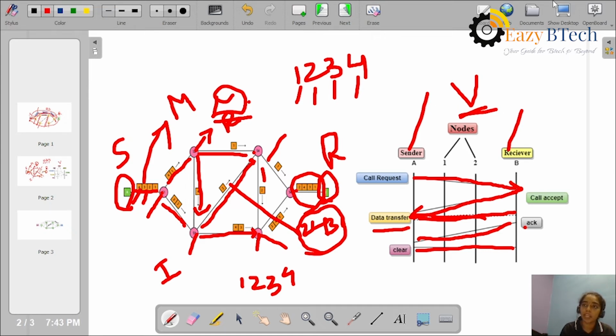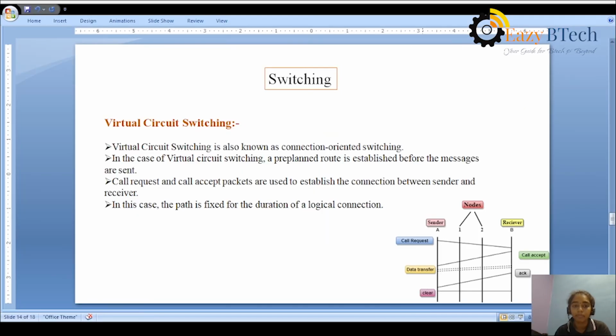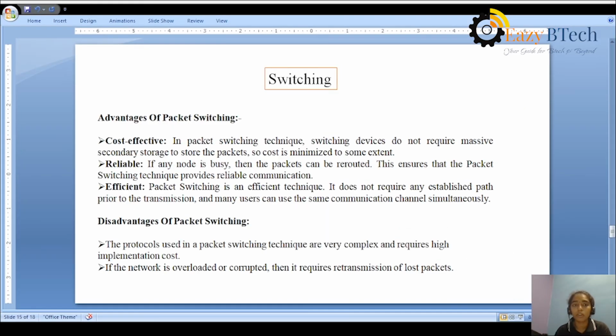And mainly we are using the datagram approach because the datagram approach is connectionless, and it takes dynamic routes. The router will take a decision how the packets will be sent to the immediate intermediate node within a shortest path, right? So these are the datagram approach and virtual circuit approach. Let us see the advantages and disadvantages of packet switching. So these are the advantages and disadvantages of packet switching.